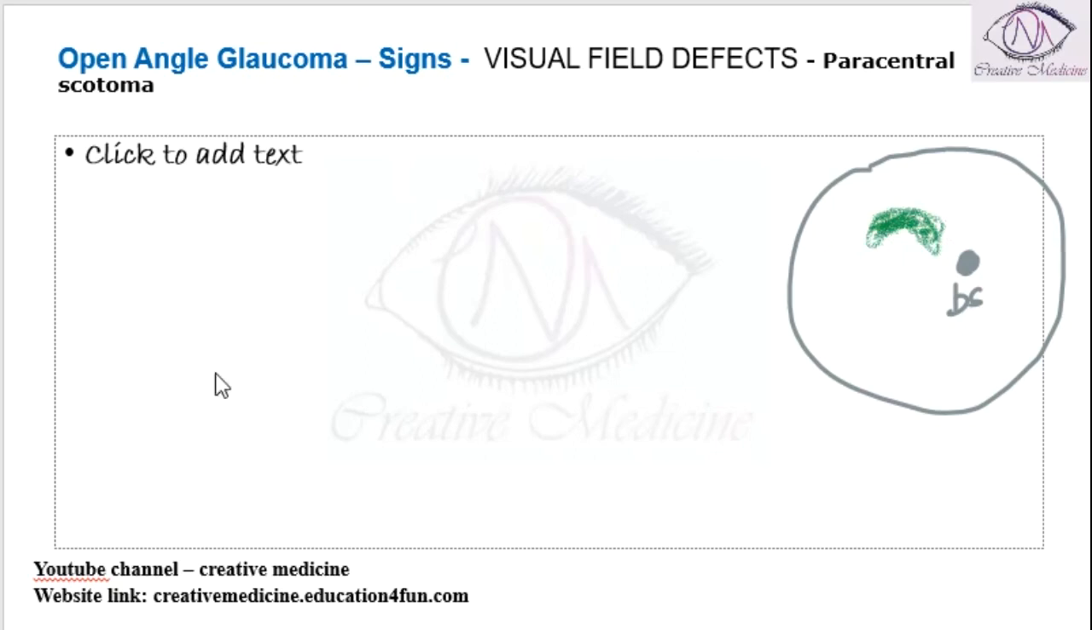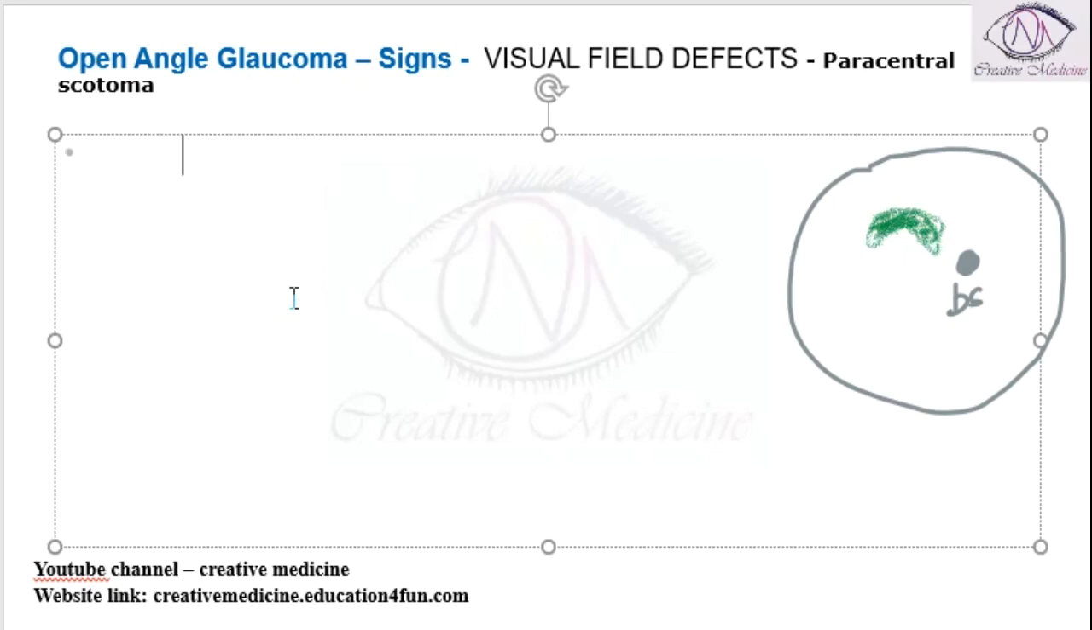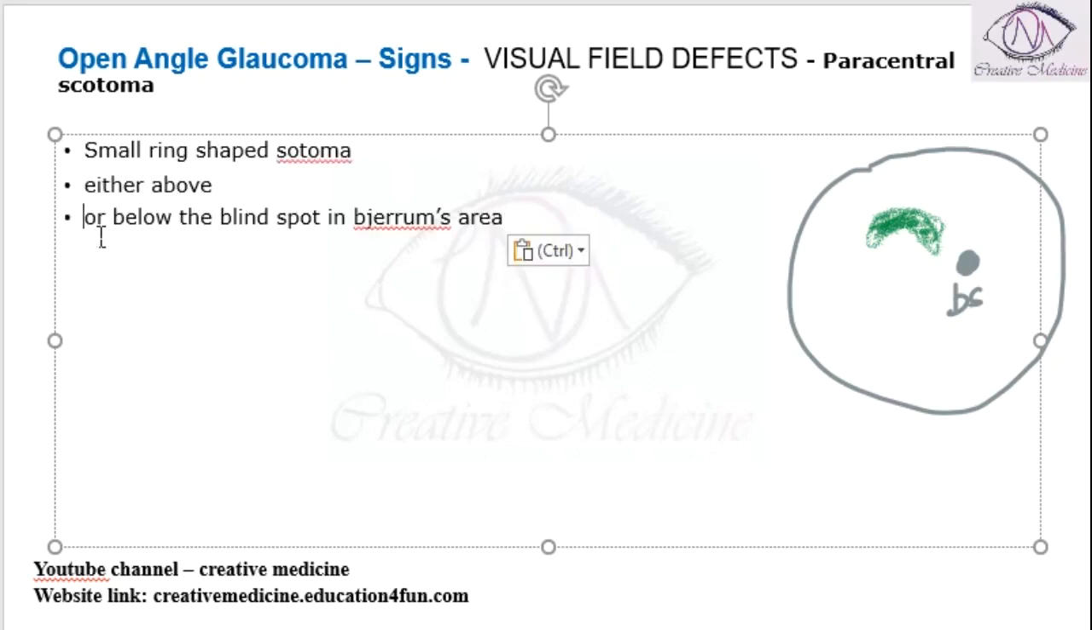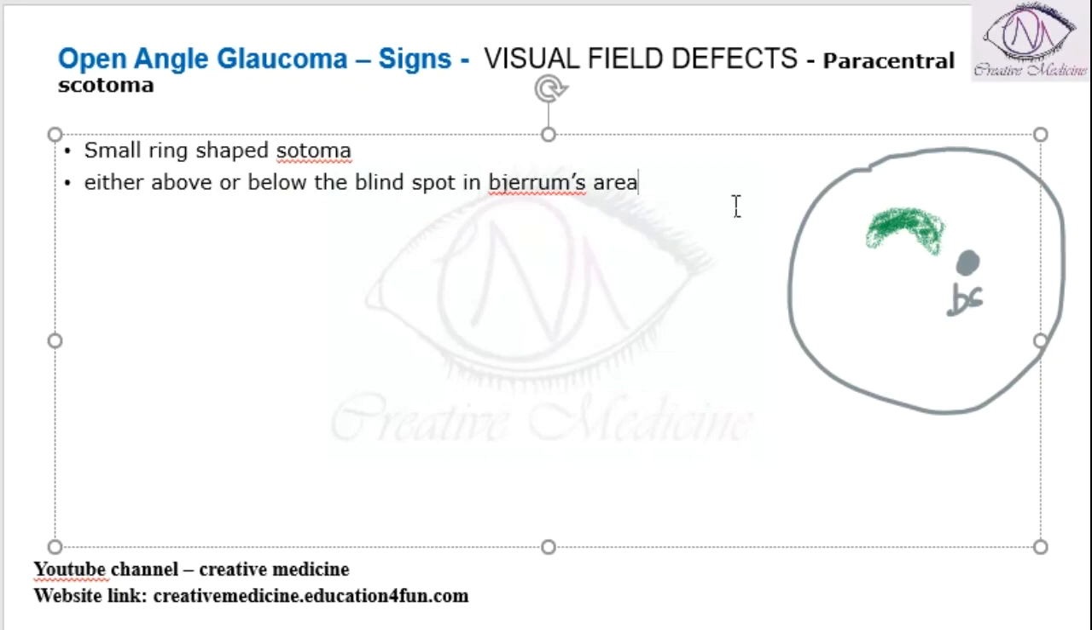So it is a small ring-shaped scotoma which is seen either above or below the blind spot in the Bjerrum area. You can see this paracentral scotoma.